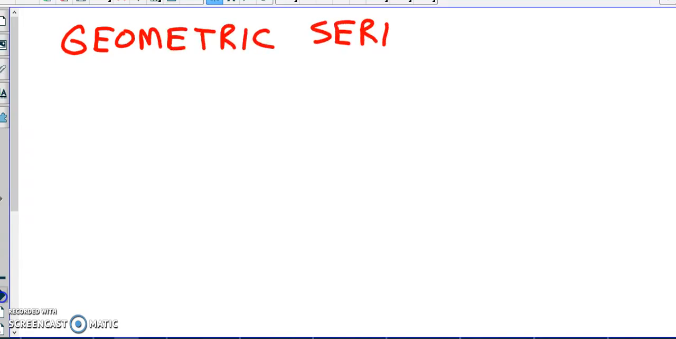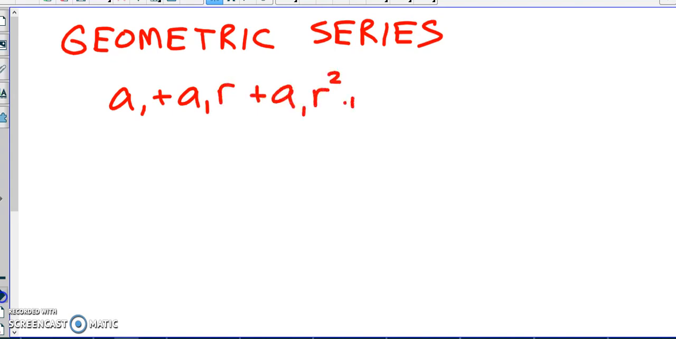Now, let's talk about geometric series. A series is basically when you take a sequence and you add up all of the terms, and it would be an infinite sequence. So basically, I'd have A1 plus A1R plus A1R squared plus, and instead of the partial sum going up to a certain point, the series would be the sum of the whole thing.